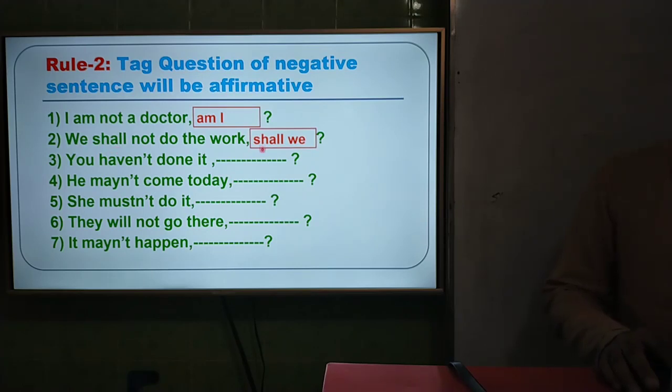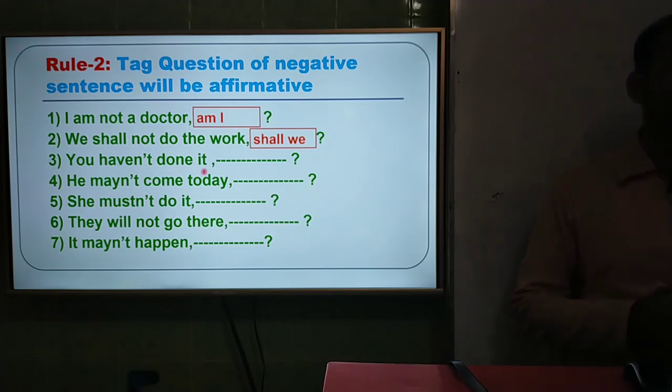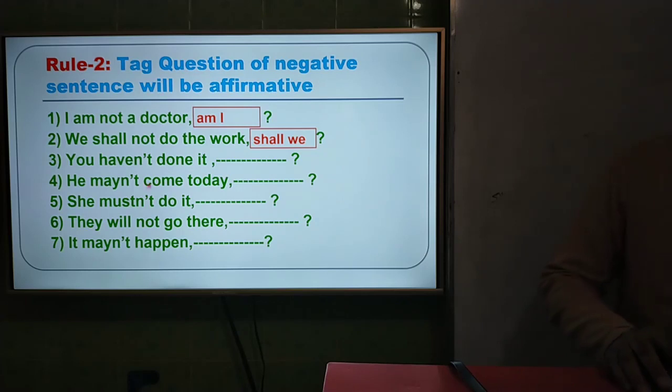Then the third one: you haven't done it. This is a negative sentence and we know that the tag question of a negative sentence will be affirmative. Here the operator is have, so have will come here to make this tag question. So the answer will be: have you. I think you have understood.